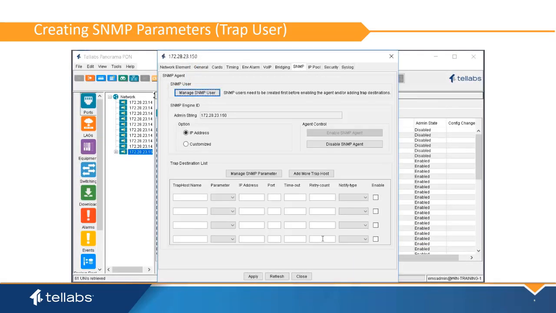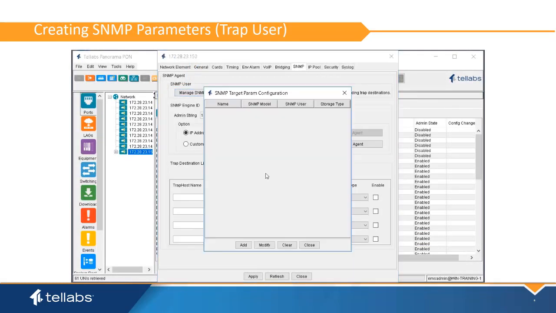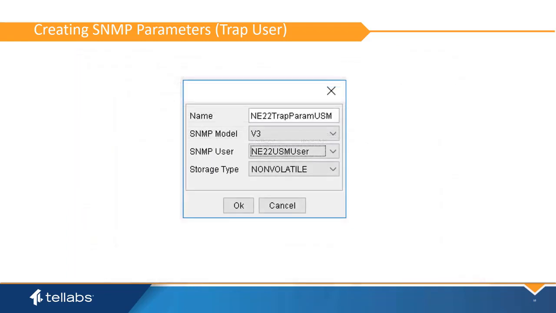If not already created, press SNMP parameter to create the trap user. Click Add to create a new parameter. Give a meaningful name to the trap user. SNMP version 2 and version 3 are supported. Version 3 is recommended and used in this example.